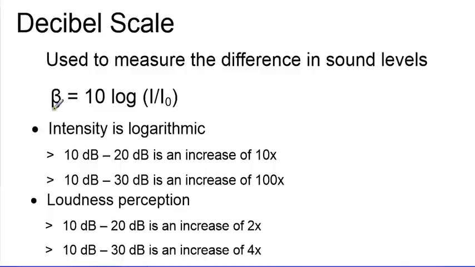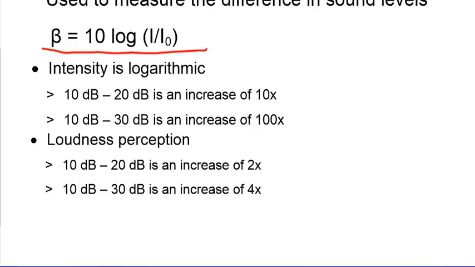First, let's start with the equation itself. Beta, which is going to be either the absolute value for decibels or the difference in decibels between two intensities. Beta is equal to 10 log of I over I naught. So these here are your intensities, and I naught is your reference intensity, and we'll talk a little bit more about that in just a little bit. And then I is what you're comparing that to. Now, this is a log scale. Intensity itself is logarithmic with our decibel scale.